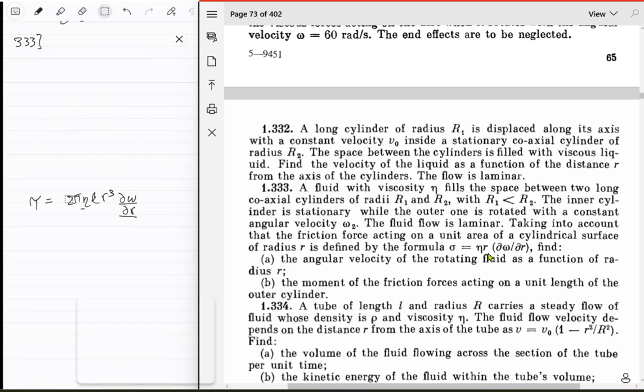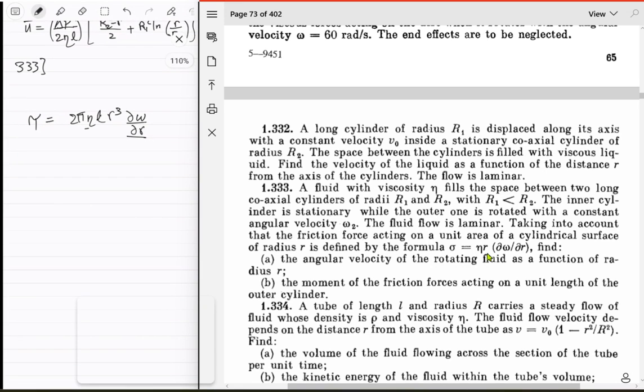Now, because of steady state condition, what we can say is that this torque is zero. Wait, no, that can't be. That just can't be. Huh. Okay, this is a torque for that inner thing.